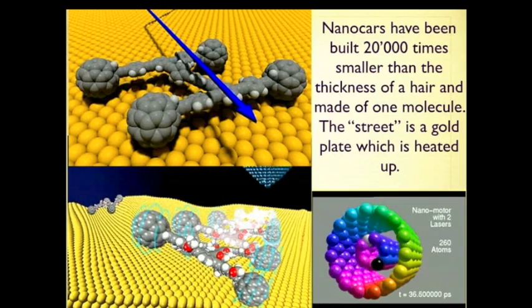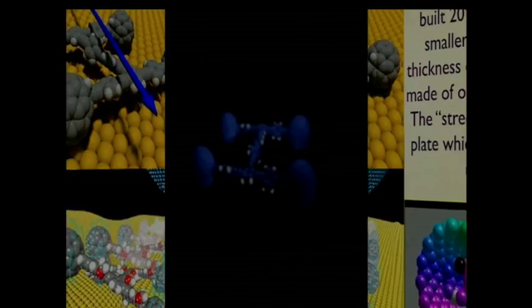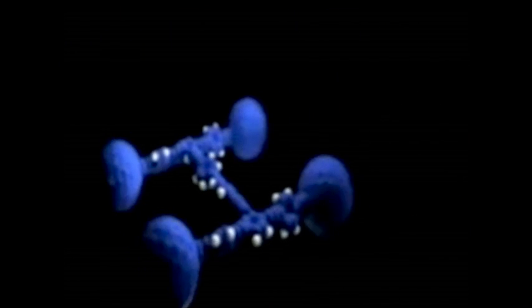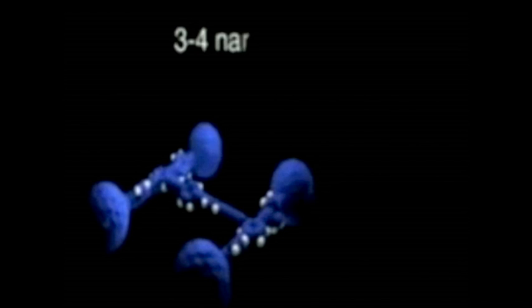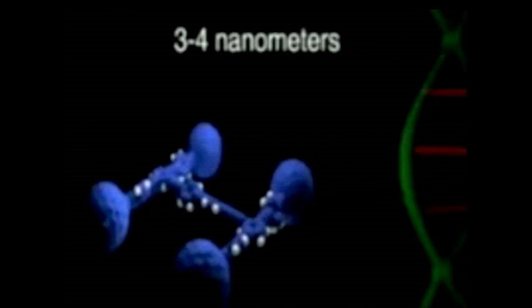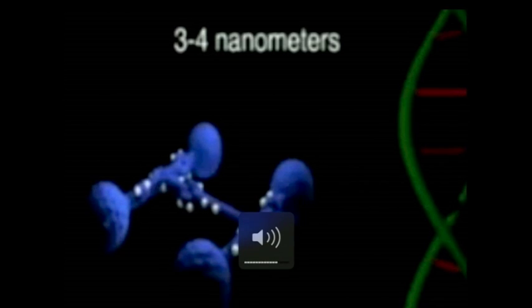You get that. People have actually built nano motors and nano cars, and it's pretty amazing. Everything gets so small. This is actually a picture consisting of a single molecule, just 3 to 4 nanometers across. They are slightly wider than a strand of DNA. So this is a nano car.